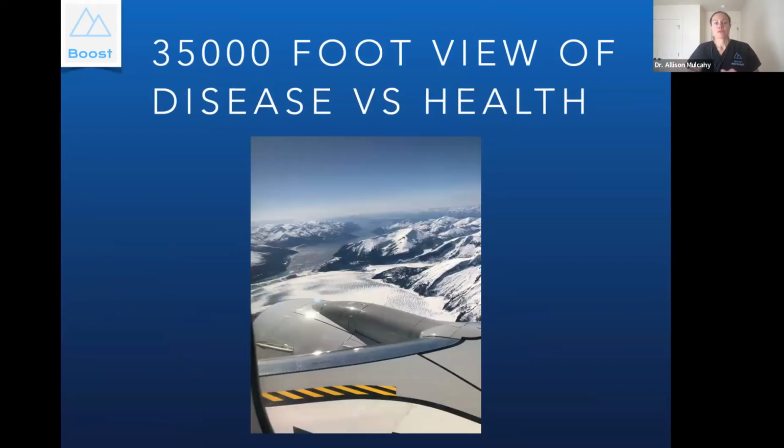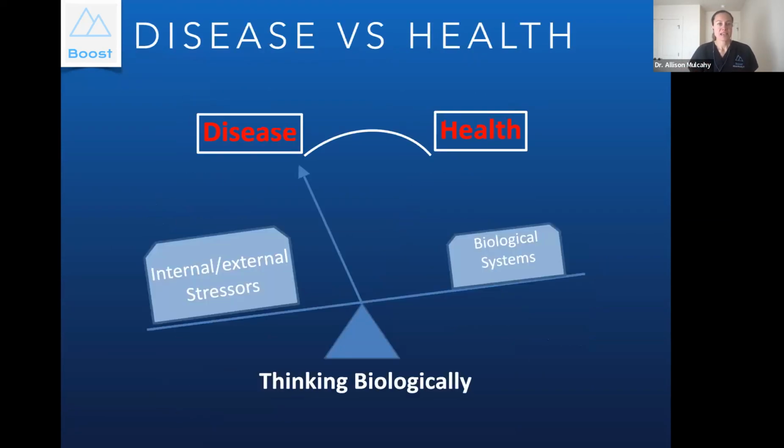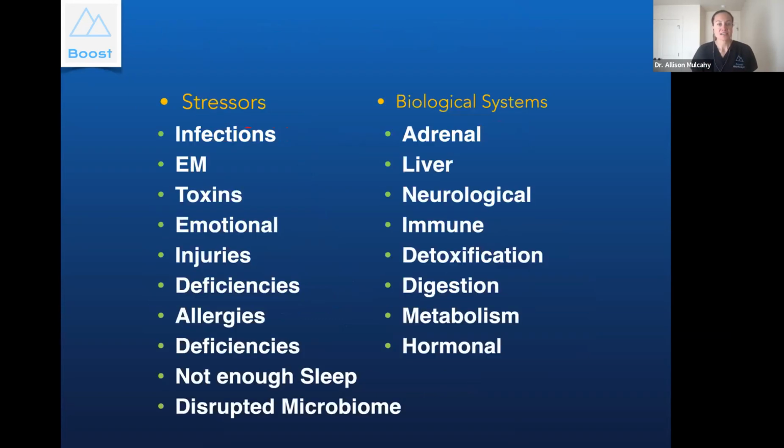Now we're going to talk about a 3,500-foot view of disease versus health, which I think is important before we talk about the microbiome. If you imagine that disease versus health is kind of a seesaw, on one side you have all your biologic systems, and on the other side you have your internal and external stressors. As you can see in this diagram, if your biologic systems are strong enough, then you're going to be healthy. And if we flip it, and your internal and external stressors are larger than your biologic systems, you're going to be in a state of disease.